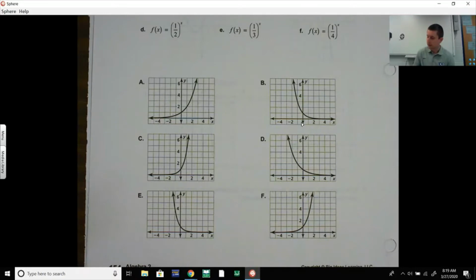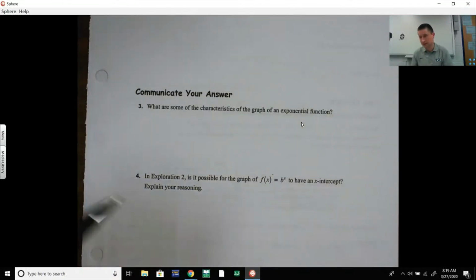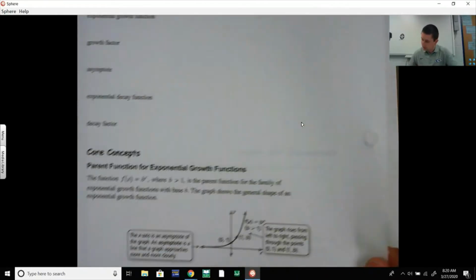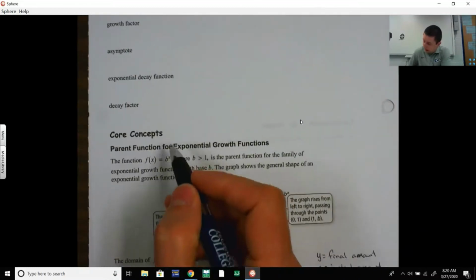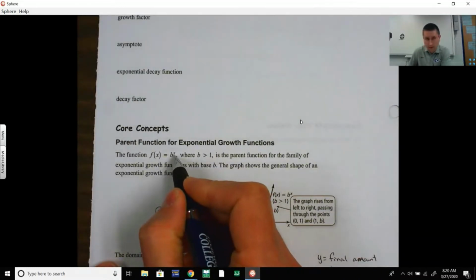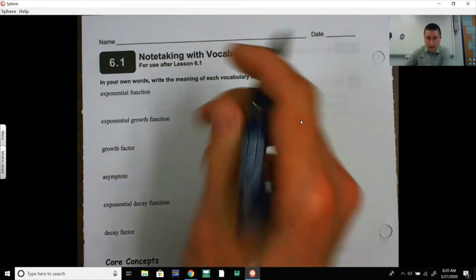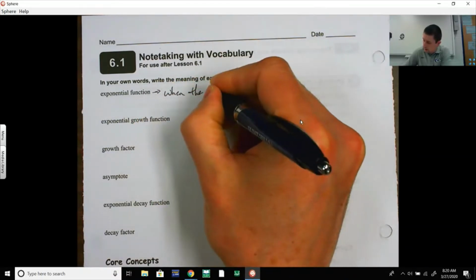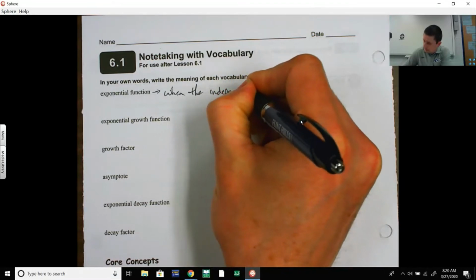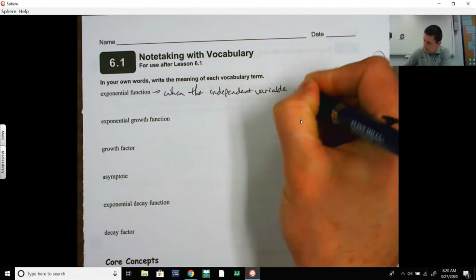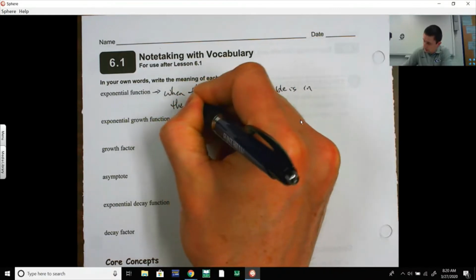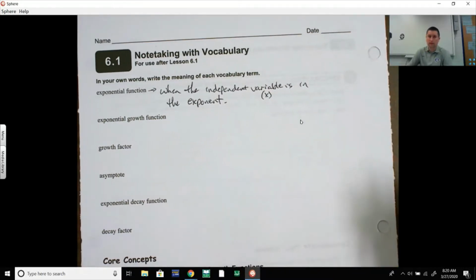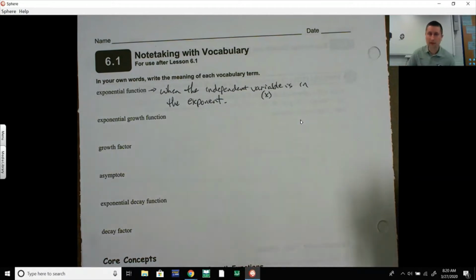So, exponential growth and decay. Your main formulas. Let's get rolling here. The main thing with an exponential function, okay, an exponential function has to have a variable in the exponent. Okay, so an exponential function is when the independent variable is in the exponent. Independent variable is the x. Okay? So when it's in the exponent, that's when you have an exponential function.